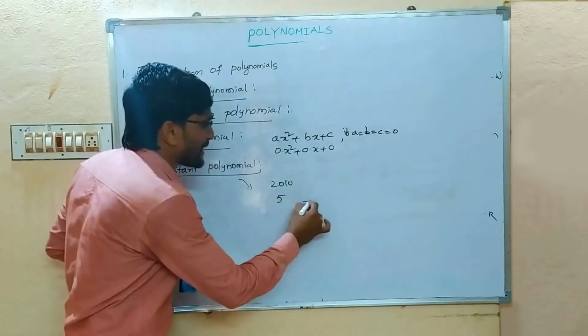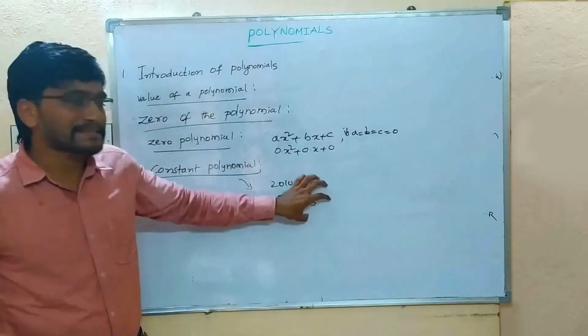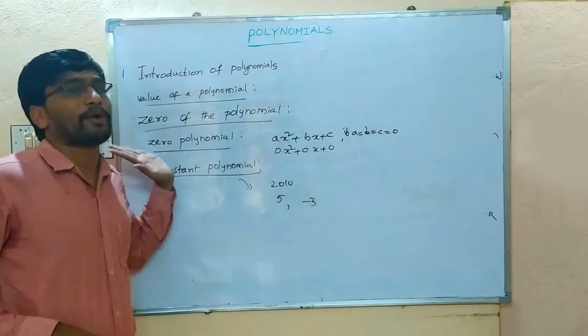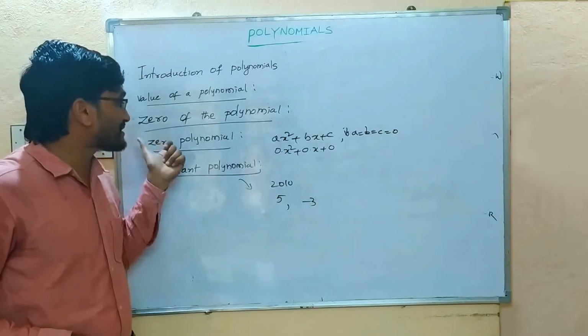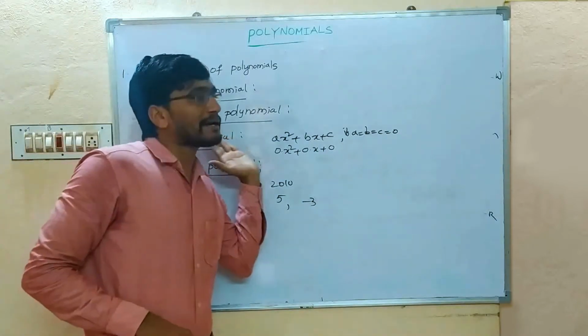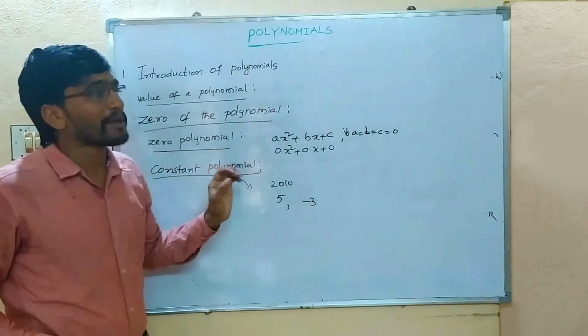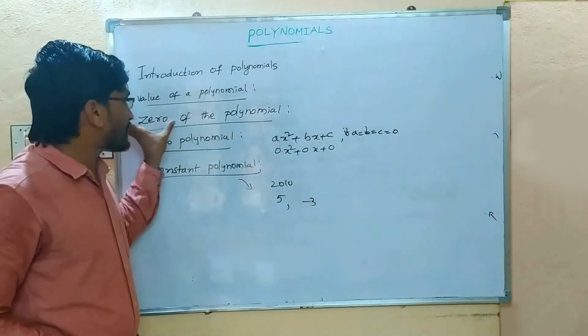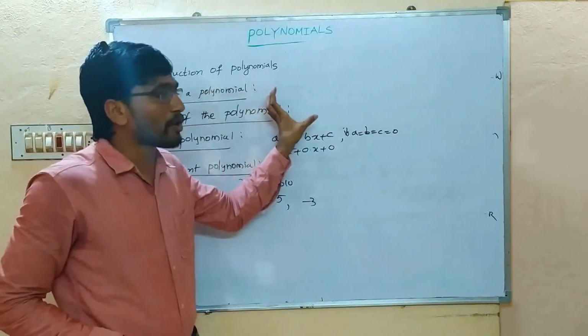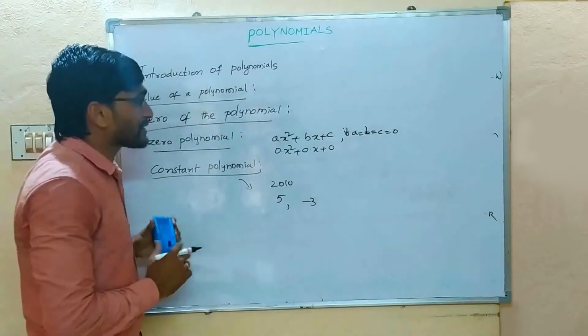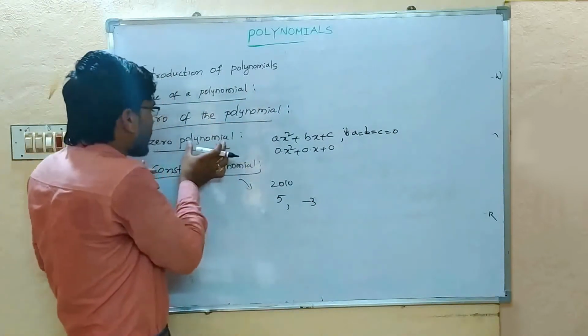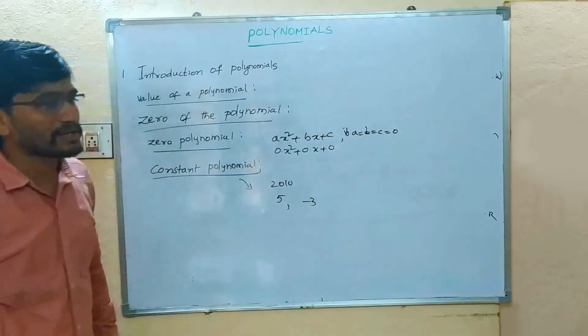That means 5 minus 3. So every constant term is nothing but a constant polynomial. Simply, that is how to remember it. Zero polynomial means if a polynomial contains coefficients that are all zeros, then it's called a zero polynomial. Remember that zero polynomial is different from zero of the polynomial. Next, what is the degree of the zero polynomial and what is the degree of a constant polynomial?